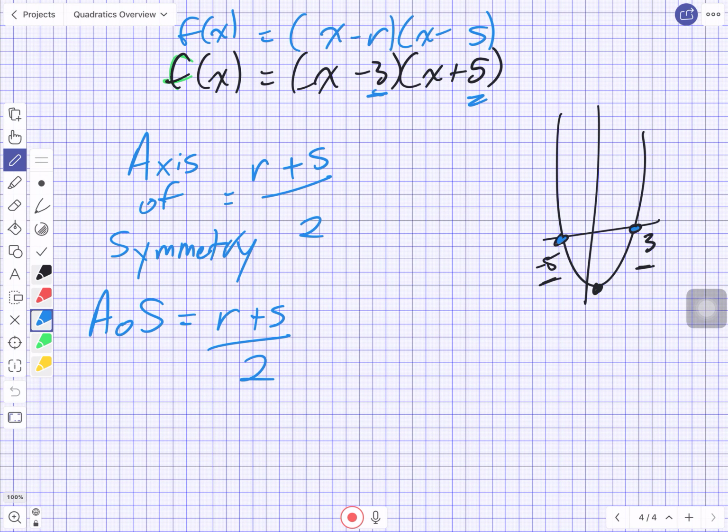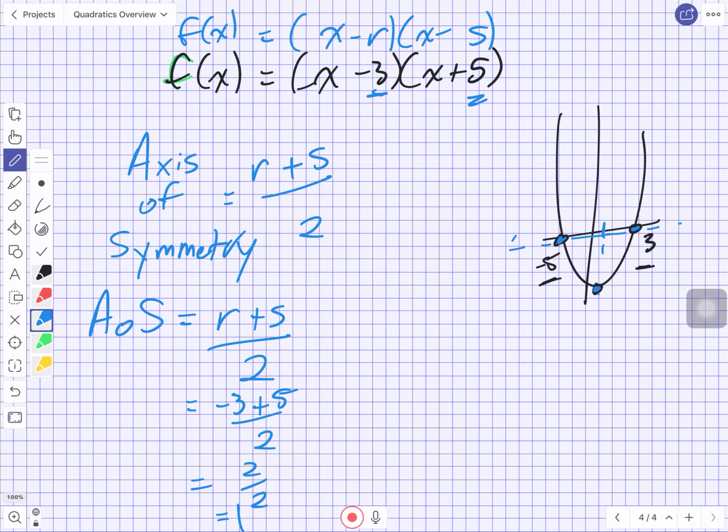The logic to it, again, is just remember, you have two roots. We're just trying to find the dead middle of them. That's how we find the vertex of anything. As long as you have two coordinates that are on the same horizontal line, we find the average, and we can find out where the x value of the vertex is. So we'll take our R, which is -3. So we have -3 plus 5 divided by 2. Well, -3 plus 5 is 2. And 2 divided by 2 is 1. So this should be at the x value of 1.